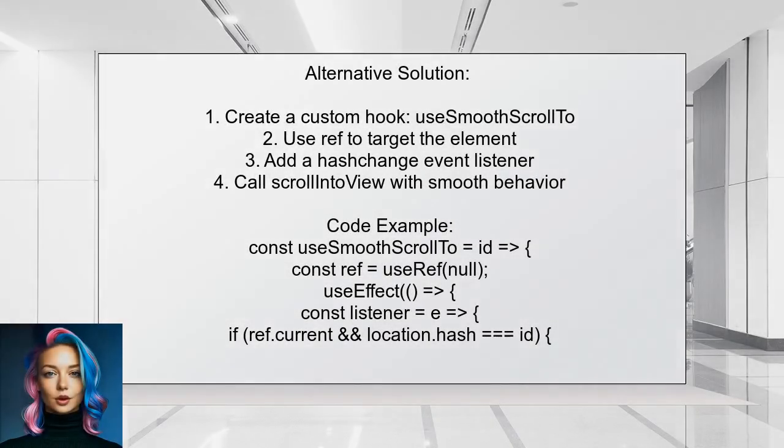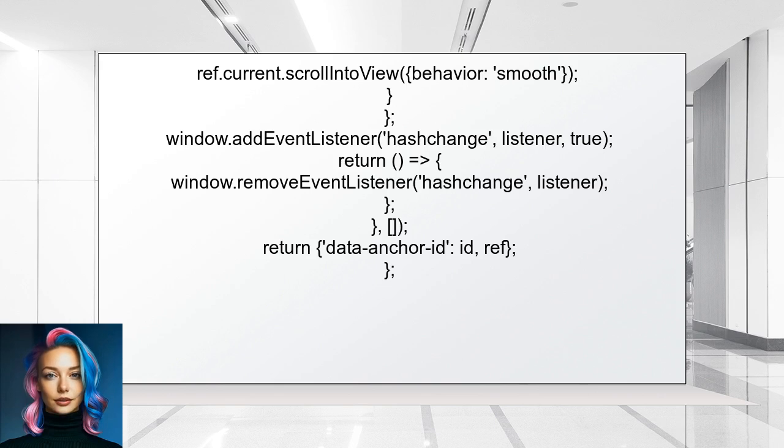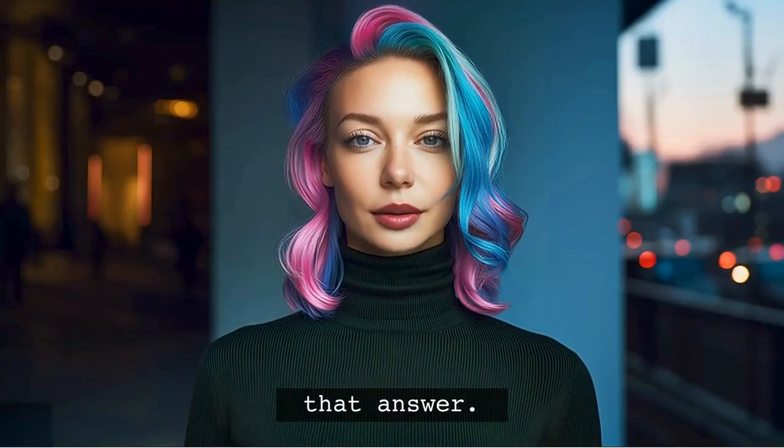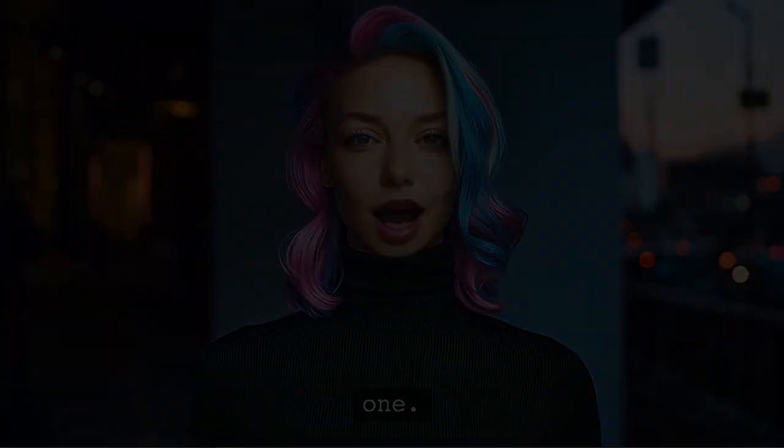An alternative solution provided by another user involves using a custom hook called useSmoothScroll2. This hook allows you to smoothly scroll to an element when its ID is referenced in the URL hash. To use this hook, simply bind it to a section component and reference the ID in an anchor link. This way, clicking the link will trigger the smooth scroll effect. That's all on that answer. Let's take a look at another one.